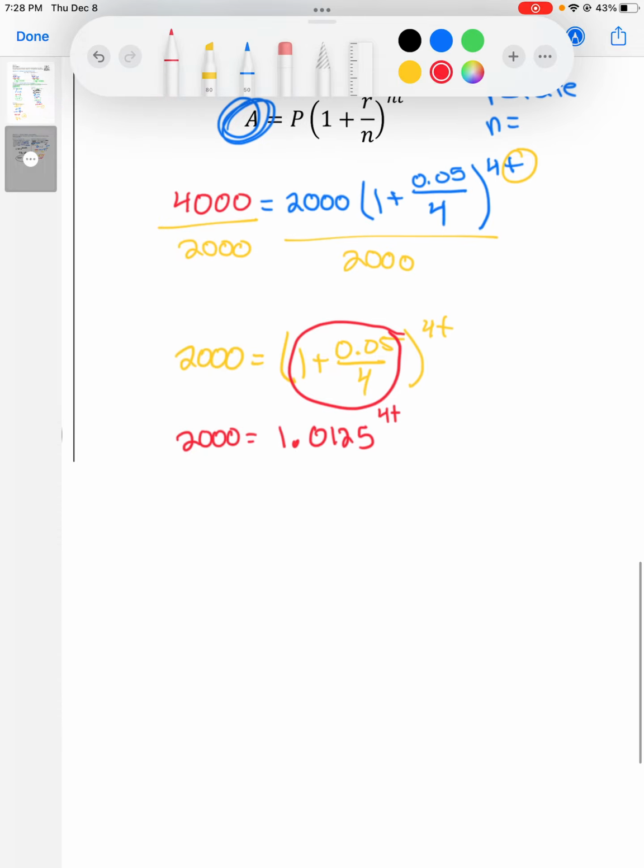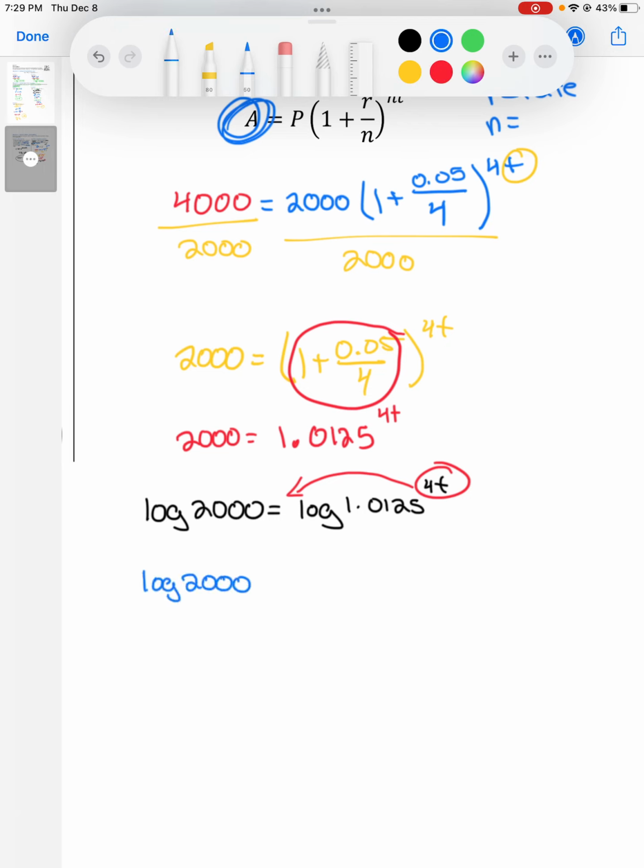Now how do we solve that? Well, it's just like the first questions we did for this chapter. Take the log of both sides. Again, what can I do with this exponent? Bring it out front. So I have log of 2,000 equals 4t times the log of 1.0125. Now divide both sides by log of 1.0125.